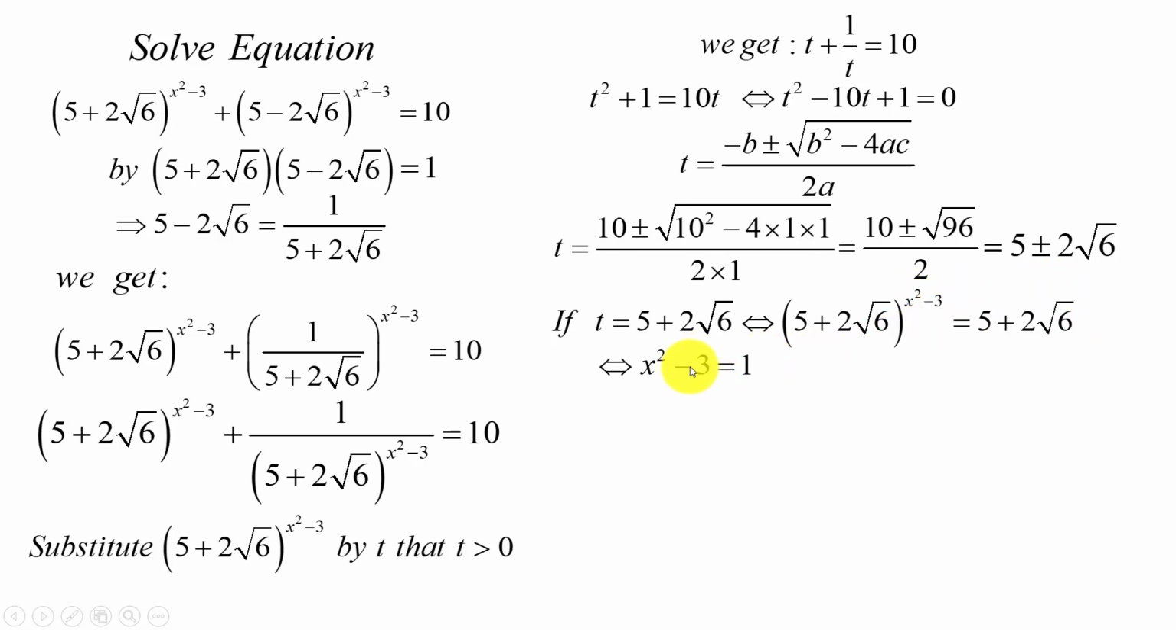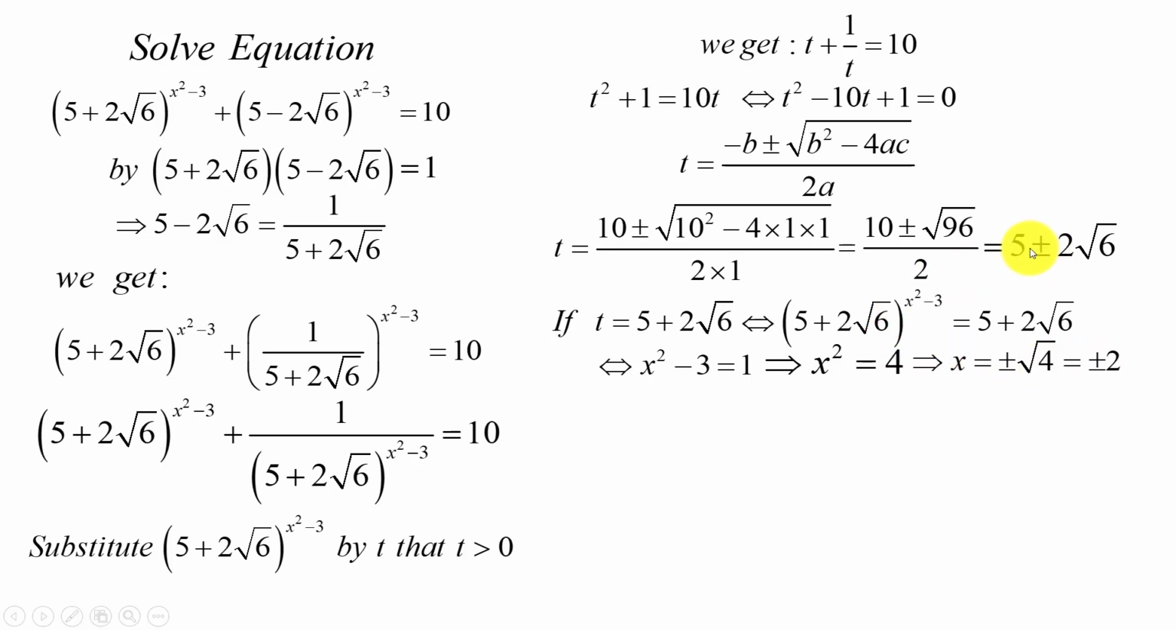And then I change minus 3 from the left-hand side to the right-hand side. So we get plus 3, and 3 plus 1 is equal to 4. So we get x squared is equal to 4. And then we get x is equal to plus or minus square root 4, and x equals plus or minus 2.